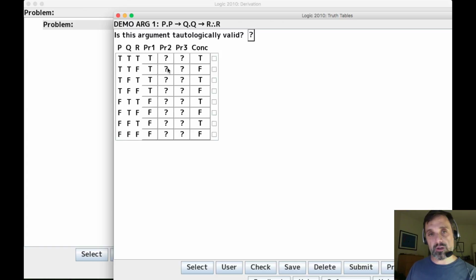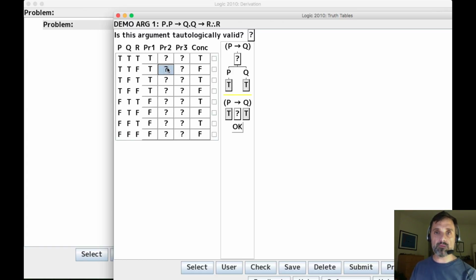So what we need to do is look at these two and figure out, is it a counterexample row or not? And if either of those are false, it's not a counterexample row. If they're both true, it is a counterexample row. So let's go in here and look at premise 2. Premise 2 is a conditional with a true antecedent and a true consequent. Such a conditional is true.